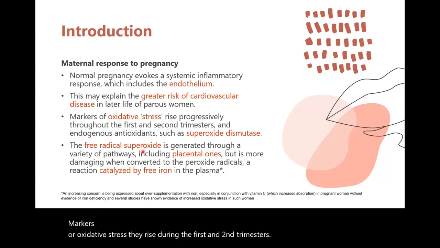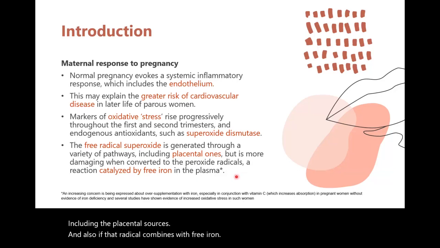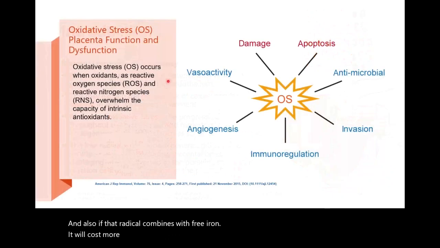And free radical superoxide is also generated, including the placental sources. And also, if that radical combines with free iron, it will cause more damages.